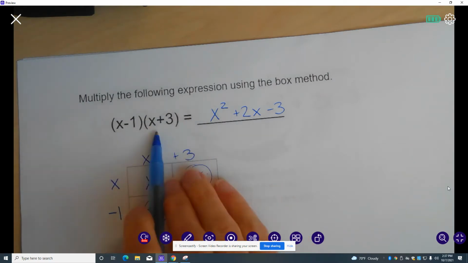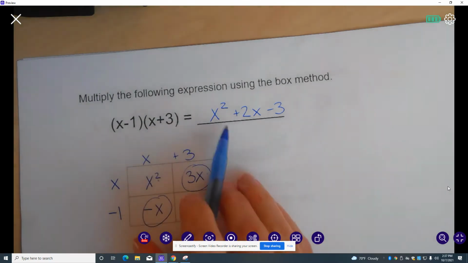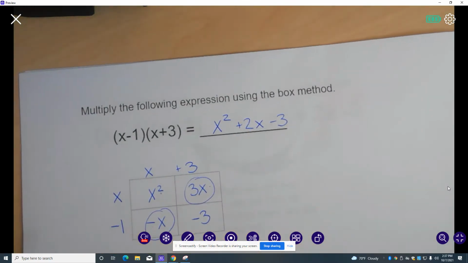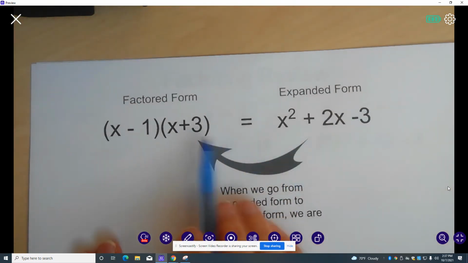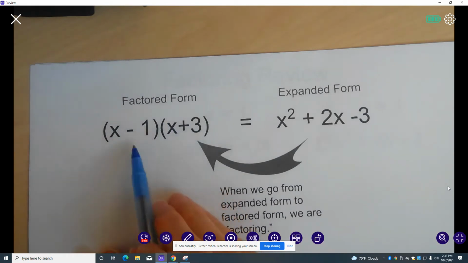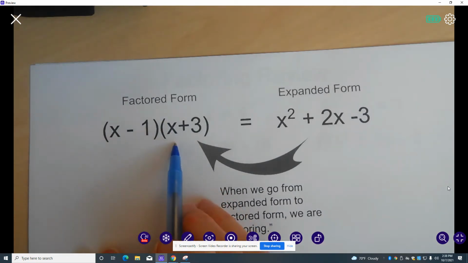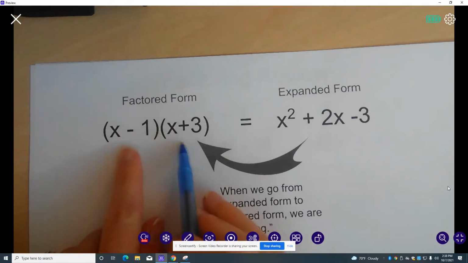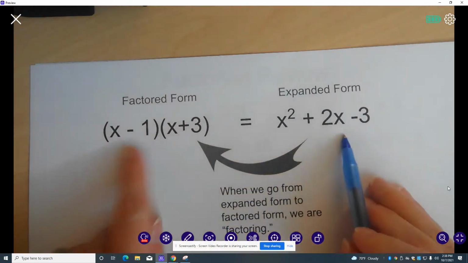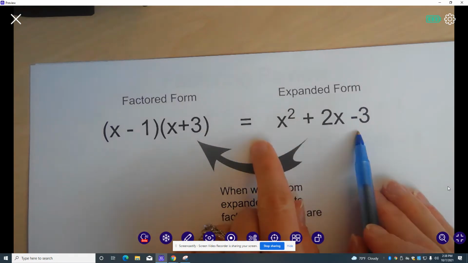So both of these expressions are equivalent to each other. However, they're in different forms. If I look at those again, what I started with is called factored form. You notice you have some parentheses. It's written as a product of factors. After we multiplied it, this is called expanded form.